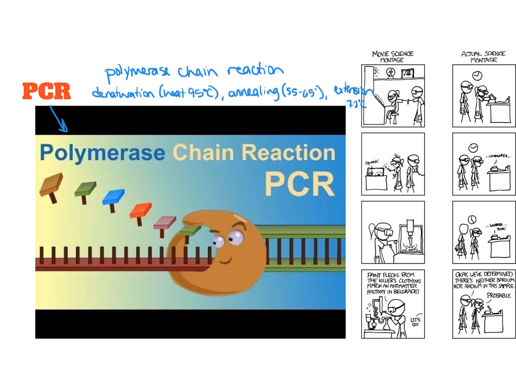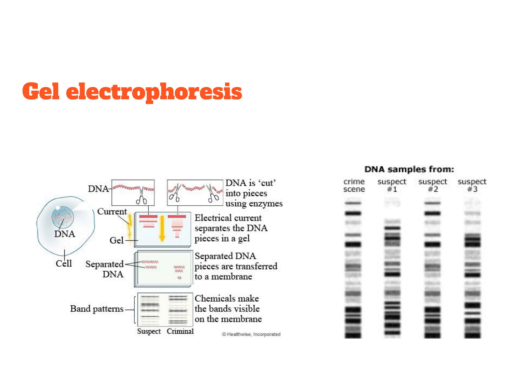So watch that video so you can get a better sense of the process, and then we're going to try to do some paper PCR in class. Once you have all of your STR fragments or your DNA fragments cut out and then amplified, so made a whole bunch of copies of them, you're going to run those fragments through gel electrophoresis.